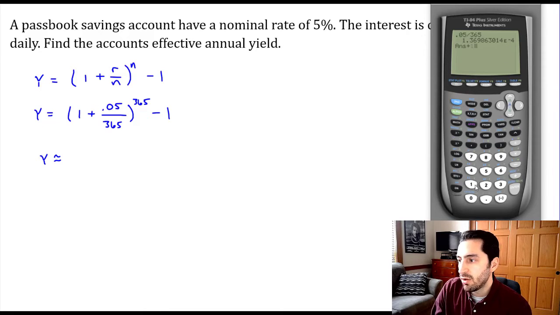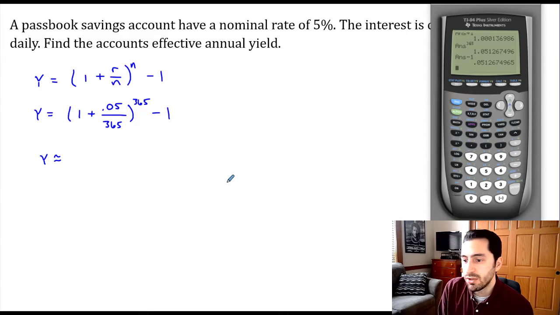But to that we'll add 1. Adding 1, now it looks a little bit more normal. This decimal is going to be raised to the 365th power. So we get 1.051. And then from that, we're going to subtract 1 as the very last step. So this is our effective annual yield as a decimal. So 0.0512.